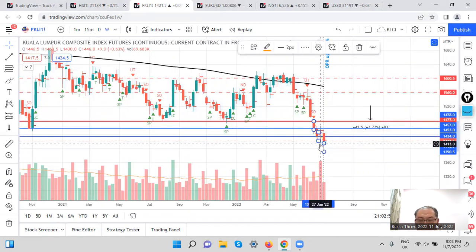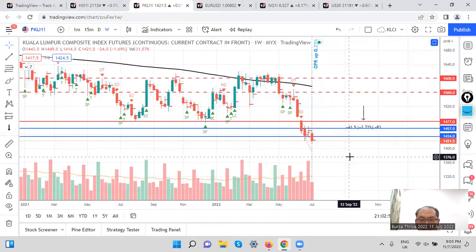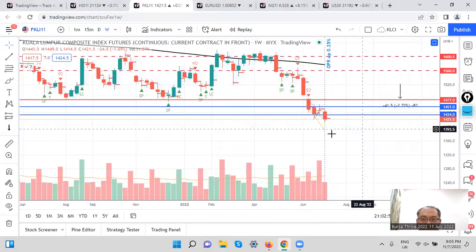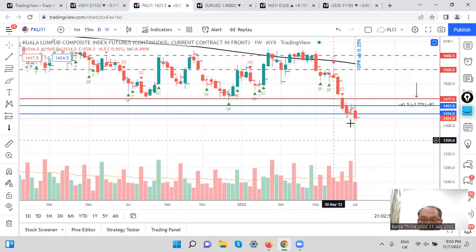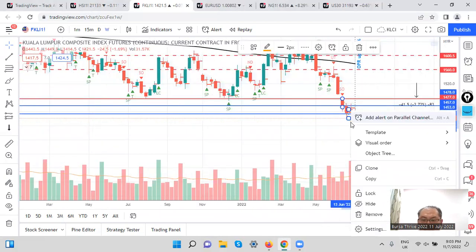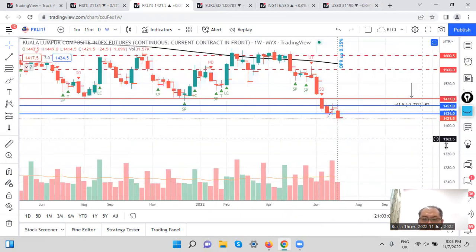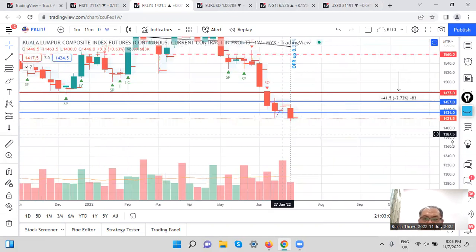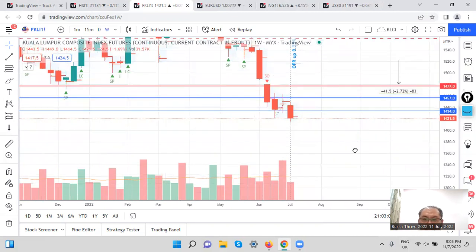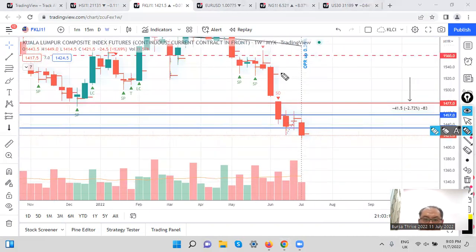I delete this one now. This one I'm going to hide first, so it doesn't disturb. When you see here, you have a volume spread here. You can see this red line, this is all spread here. Suddenly hollow here until now.